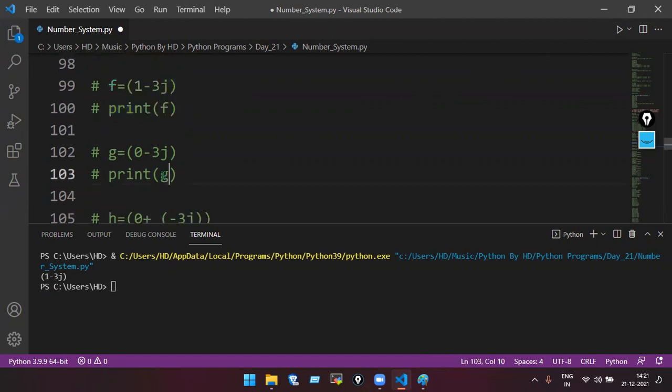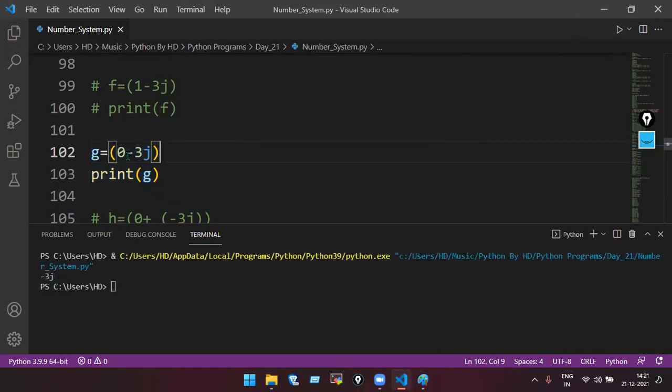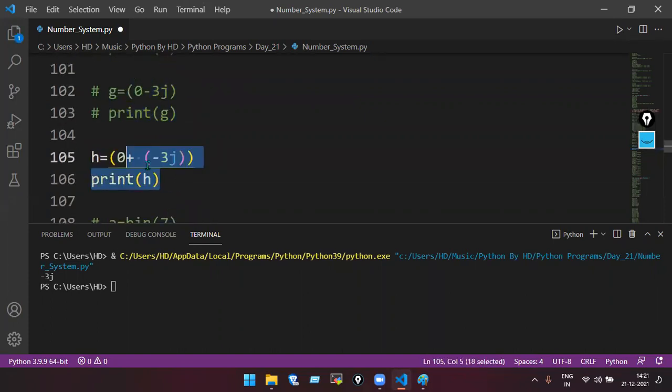Then what about in this case, 0 minus 3j? Just minus 3j. The real part is 0, so it is ignored. The imaginary part, minus, is printed along with 3j. Then here, 0 plus minus 3j, what will be the answer there? Same answer, minus 3j. So if the real part is 0, ignore it. The imaginary part, whatever is there, gets printed on the screen. Clear?